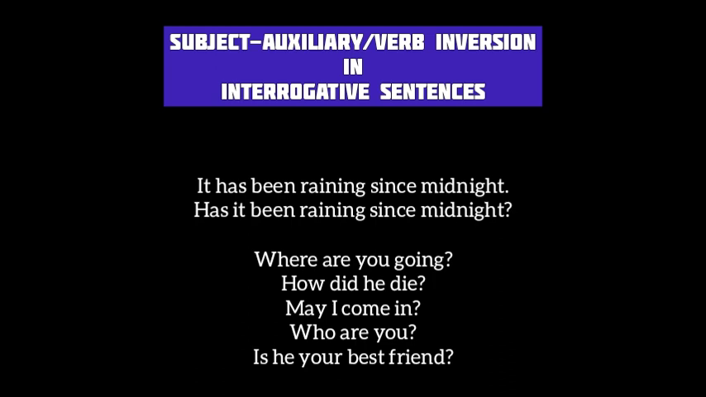But look, the next sentence, who are you, is slightly different. You see, in this sentence, the subject you has been inverted with the principal or copular verb are because there is no auxiliary verb here. Similarly, in the next sentence, is he your best friend, also the subject he has been inverted with the principal or linking verb is in the absence of any auxiliary verb. In this way, we learn that in interrogative sentences, the subject may be inverted with the auxiliary verb or the principal verb.